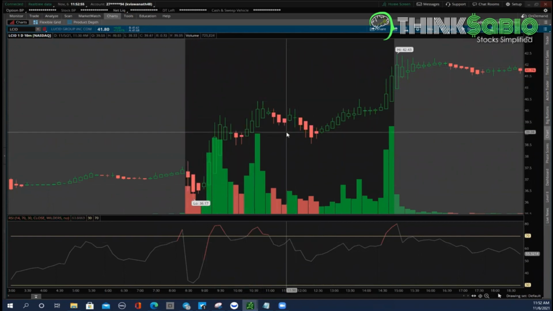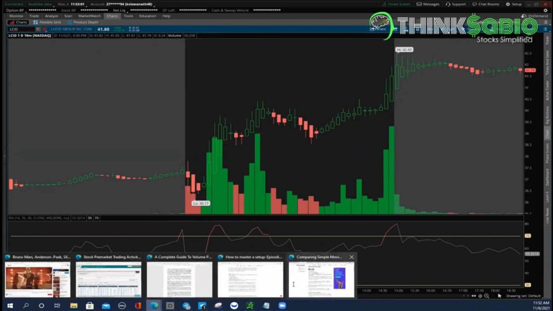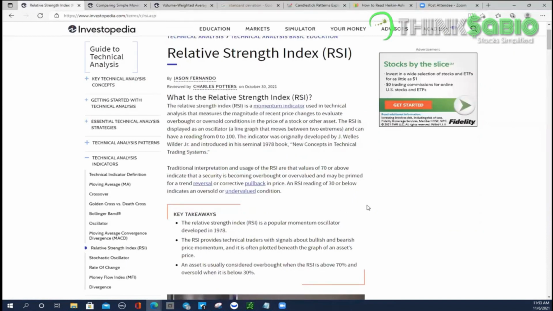Anyway, let's get back to RSI. What does RSI mean? I have the textbook definition, but I'm not good at definitions. Relative strength index basically tells you if the stock is overbought or oversold. That's what the indicator does. It basically shows the strength of a particular stock.